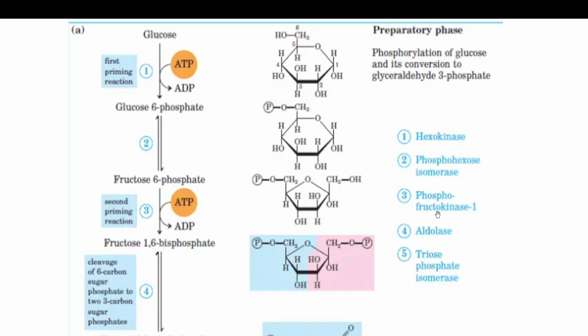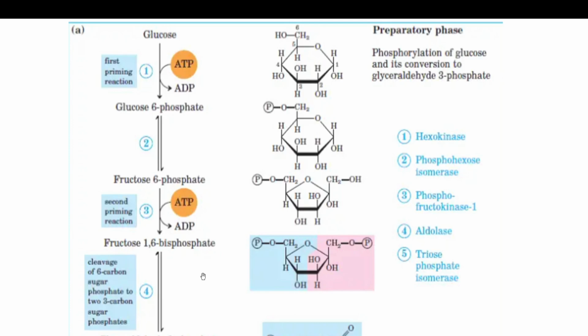The enzymes with the word kinase are always phosphorylating enzymes. Here one phosphorylation is happening, and it is hexokinase. Hexo, because it is phosphorylating a 6 carbon molecule. Then you have phosphofructokinase. Again, phosphorylation is going on a phosphate bound fructose molecule. That's why it is phosphofructokinase.